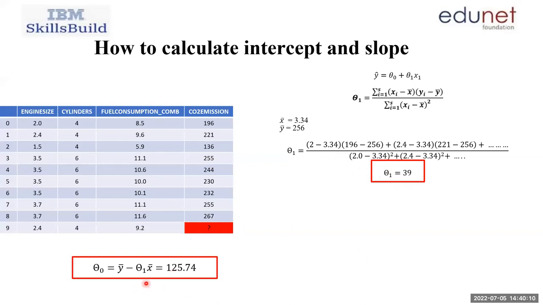Theta 0 can be found using theta 1 as theta 0 equals y bar minus theta 1 times x bar. Y bar is 256, theta 1 we have calculated as 39, and x bar is 3.34. Based on this equation, we can find theta 0, that is 125.74.